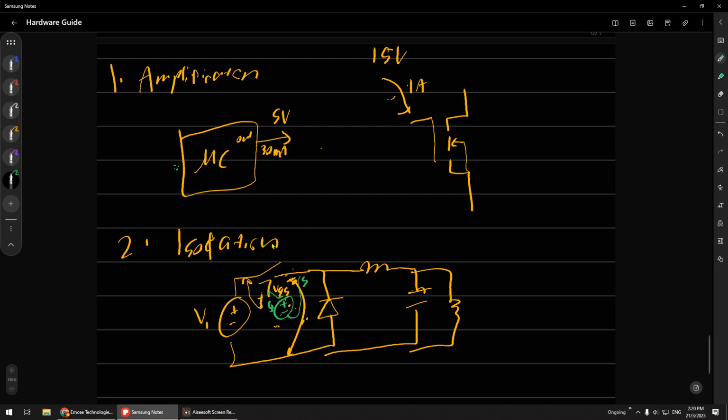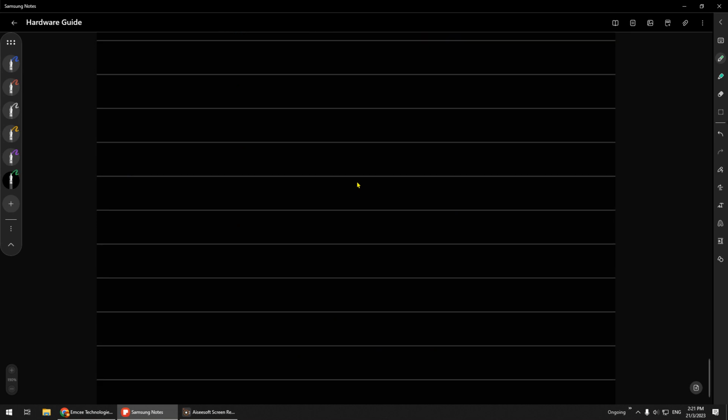In order to do this, you need isolation. That's why a gate drive has isolation. So this is both the importance of having a gate driver. So, just the introduction.